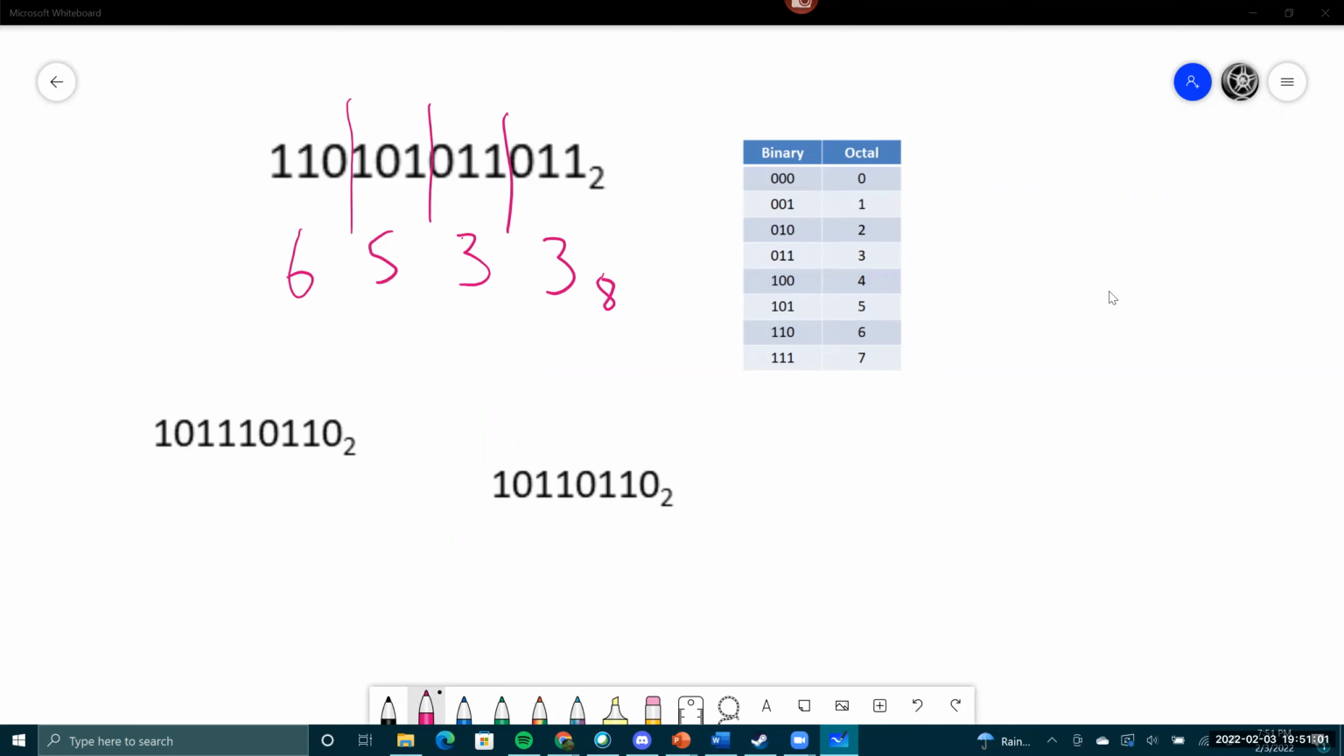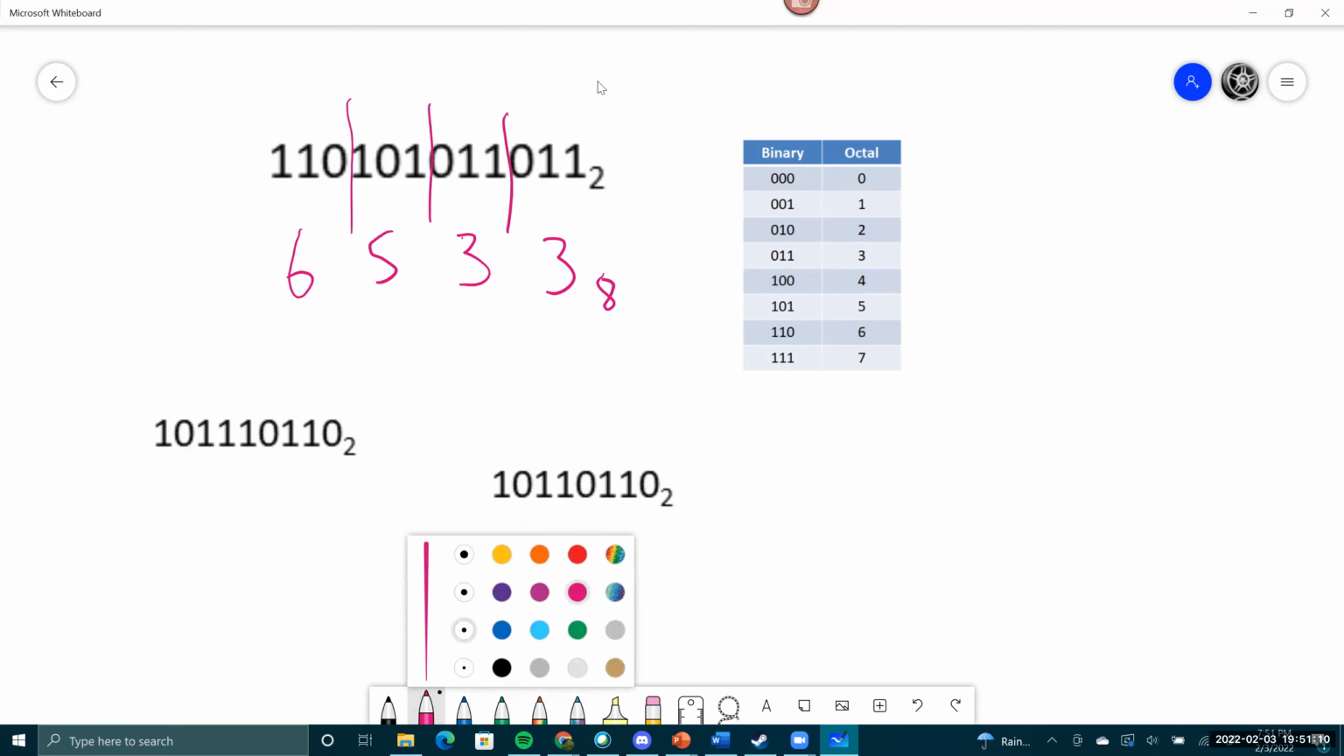Professor, I have a question. Yes, go ahead. Do we add all of them up after we divide them in three? No, that's the number. 6533 is the octal number. All right, thank you.